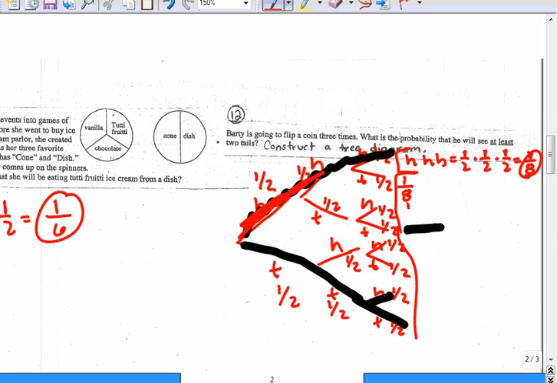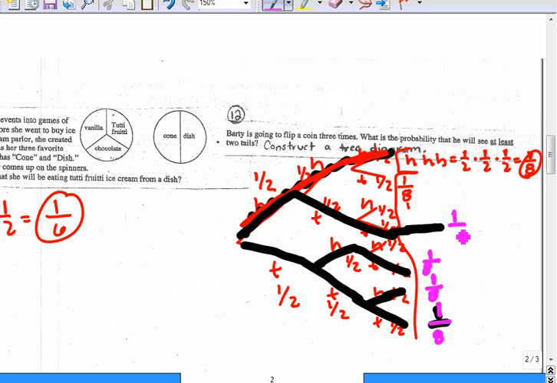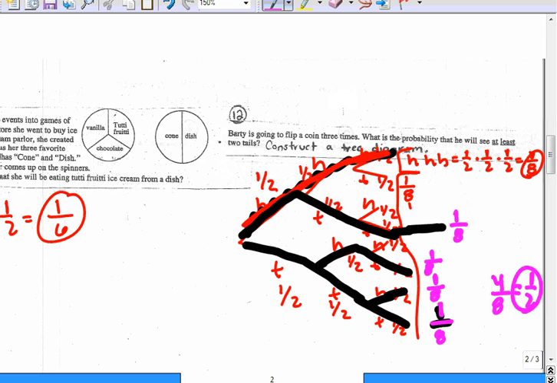I'm going to go back and fix this. The reds we don't want. The blacks we do want. Okay? So, let's see. What else would work? Tails, heads, tails would work. And heads, tails, tails would work. So those are our options. So this one would be 1/8, this one 1/8, this one 1/8, and this one 1/8. So it's 1, 2, 3, 4/8, which would be 1/2. So the probability is 1/2.